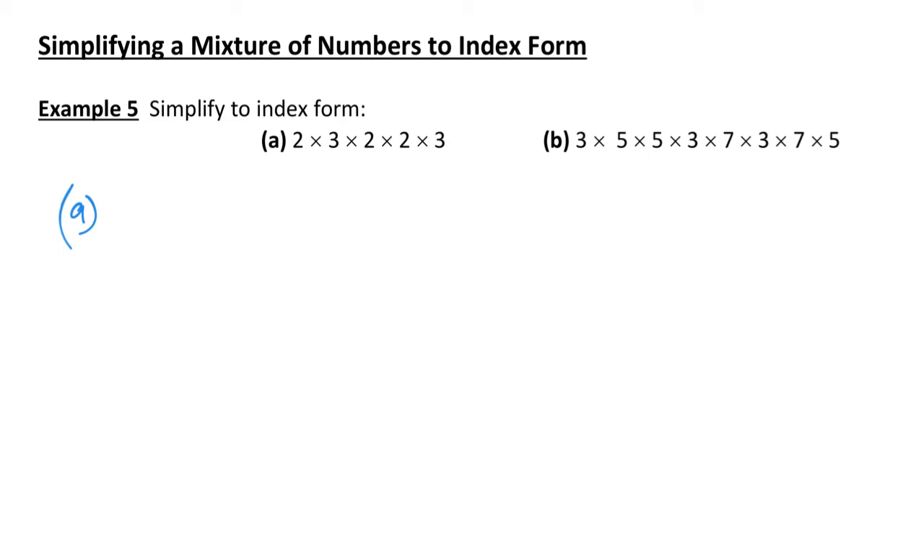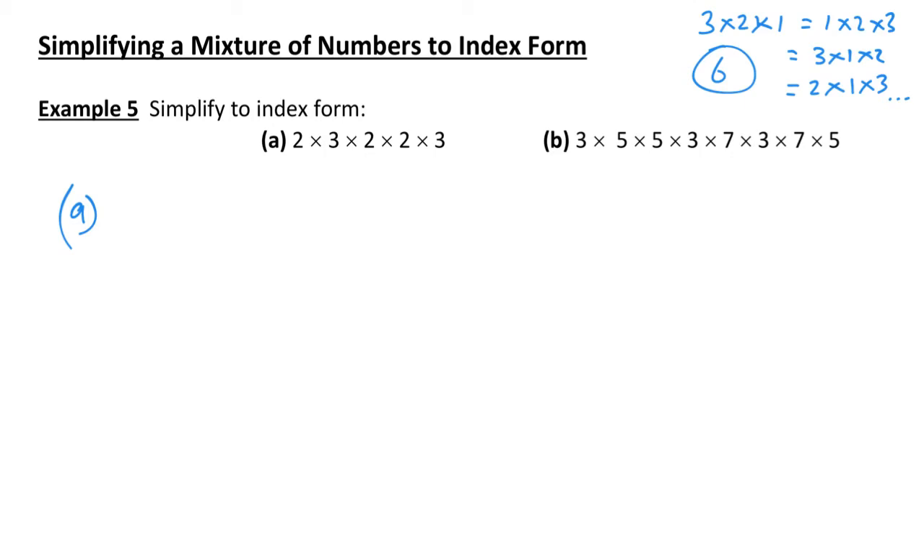With multiplication, the order doesn't matter. So if we have 3 times 2 times 1, that's the same as 1 times 2 times 3, which is the same as 3 times 1 times 2, which is the same as 2 times 1 times 3, and so on. And all those answers work out to be 6. So the order doesn't matter.